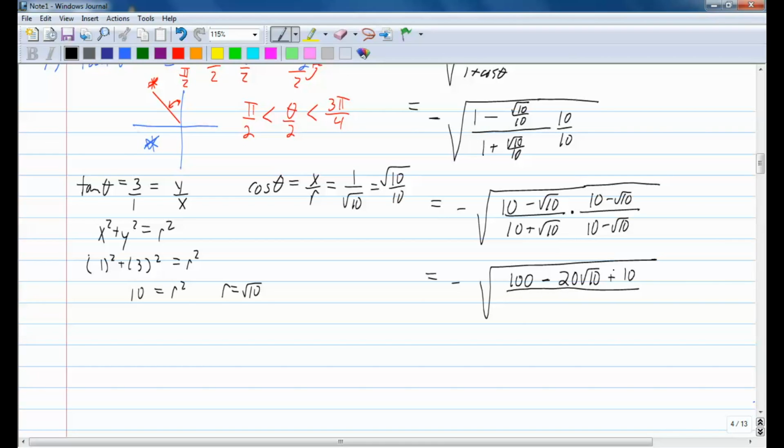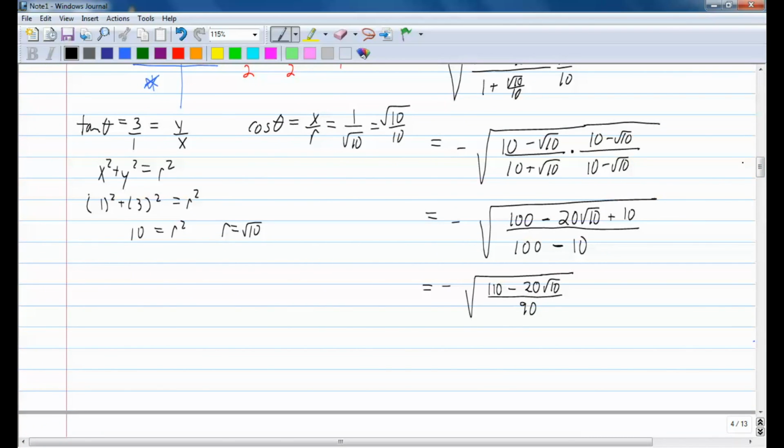Alright, that's all over. Now multiply out the denominators. You can FOIL, or remember when you multiply conjugates, you just multiply the first terms. So that's 100 minus multiply the last terms. So that's going to be minus 10. Alright, so in my numerator, I'm going to have 110 minus 20 square roots of 10 over 90.